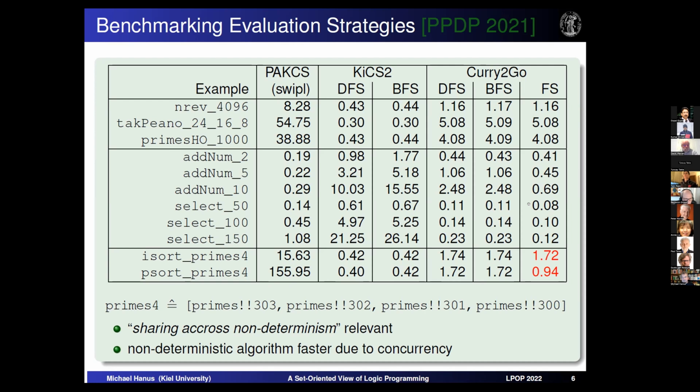And then in many cases, if you have a really essential non-determinism in your program, then also the non-deterministic program runs faster than the deterministic ones.